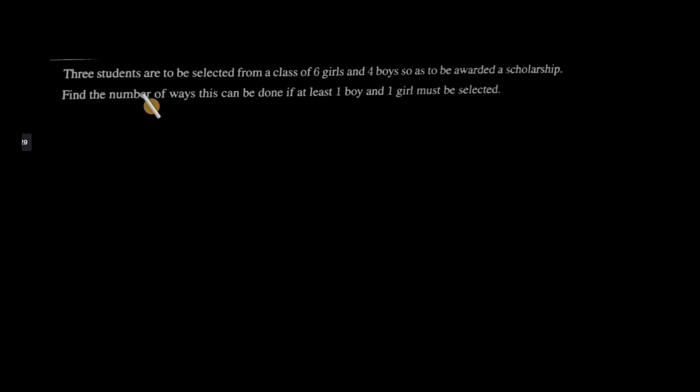Let's do another example. 3 students are to be selected from a class of 6 girls and 4 boys so as to be awarded a scholarship. Find the number of ways this can be done if at least 1 boy and 1 girl must be selected.